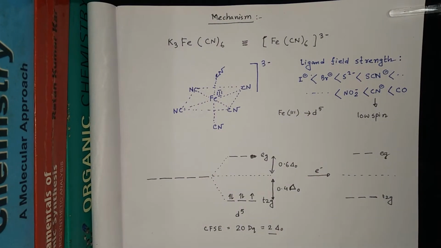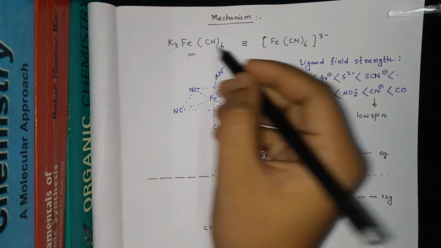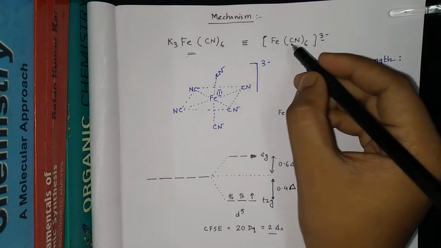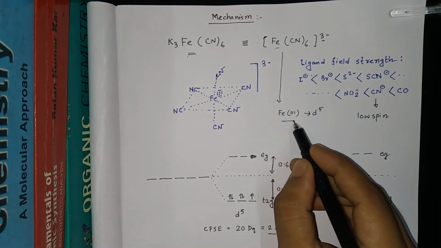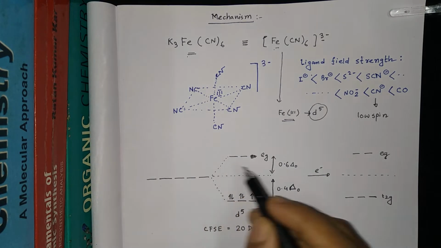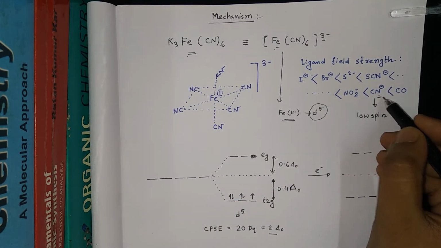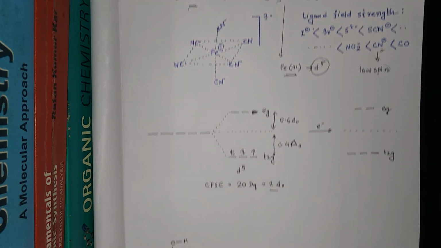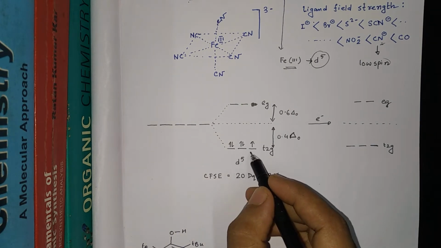Before coming to the mechanism, I want to discuss this compound K3[Fe(CN)6], that means it is [Fe(CN)6]3-. So what is the charge here? Iron is Fe3+, so that means it is a d5 system. And we know that CN- is a strong field ligand, and a strong field ligand always prefers the low spin complex. So this is the electronic structure of d5 in the low spin complex.